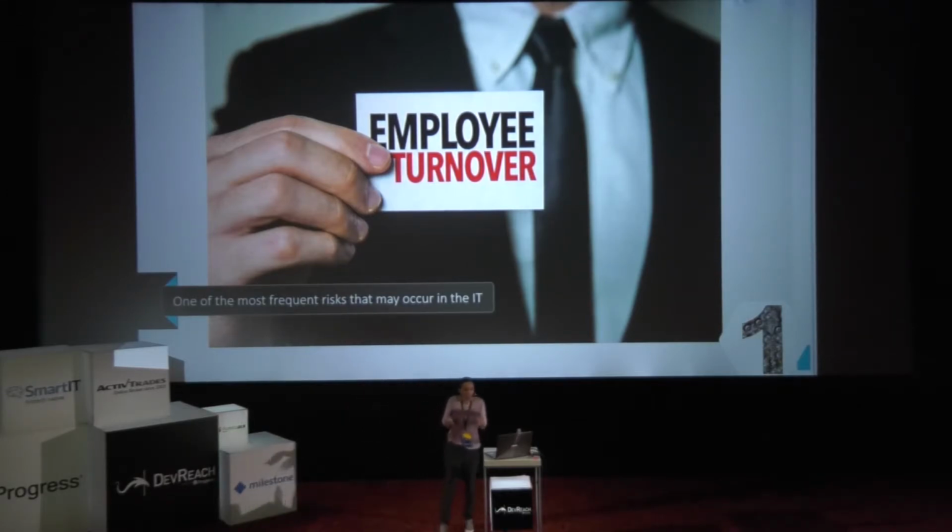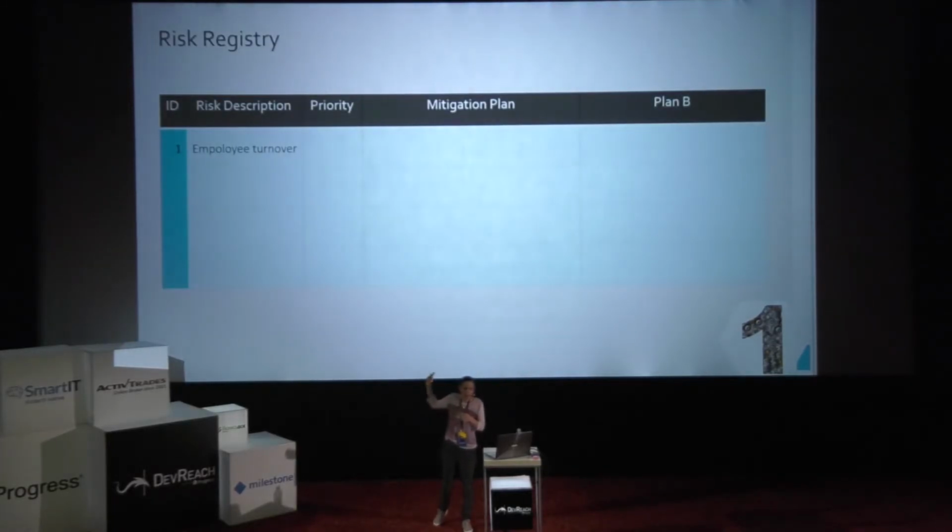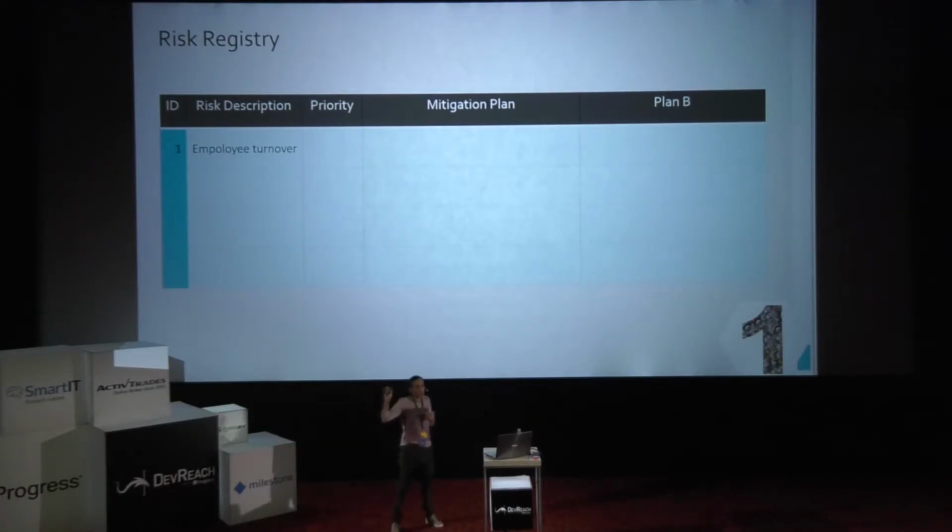So let's use this risk as the one that we will analyze. For the first step, we just need to add a description of the risk in the risk registry. Please, in practice, use a better description than this one. This is just for you to remember what we are doing. Okay, and then we can go to the next step.